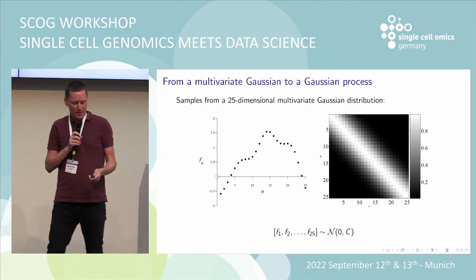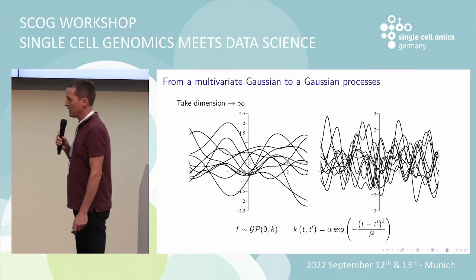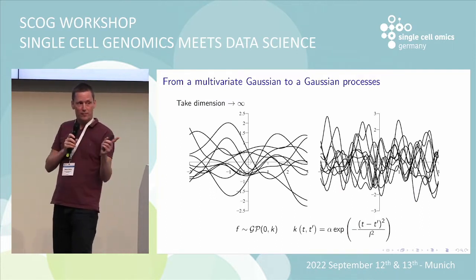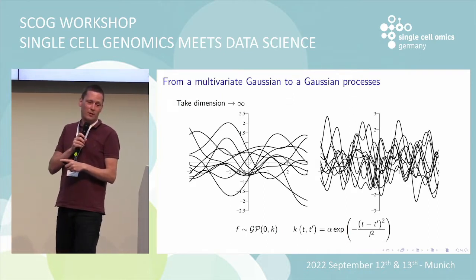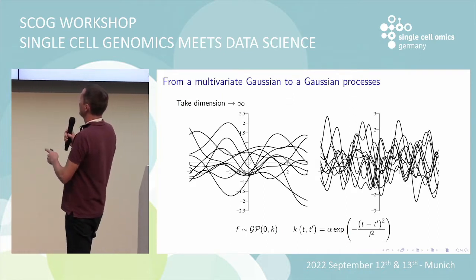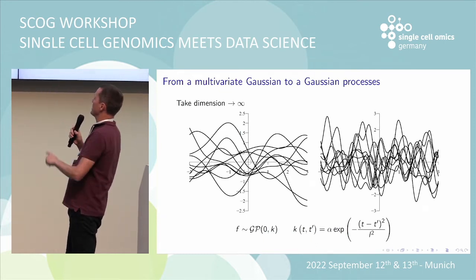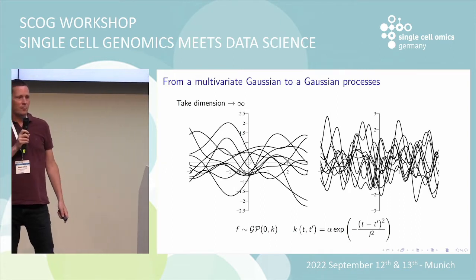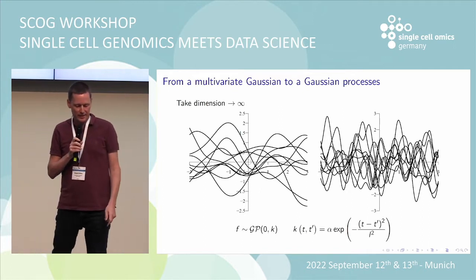So a Gaussian process is just the extension of that to infinite. So if I take the vector of 25 and make it infinite, actually in these plots, I think I've made it 400, not infinite. And I draw functions now instead of vectors, then I see these wiggly curves. And each of those curves is a draw from this distribution. So it's a distribution over wiggly curves, basically.